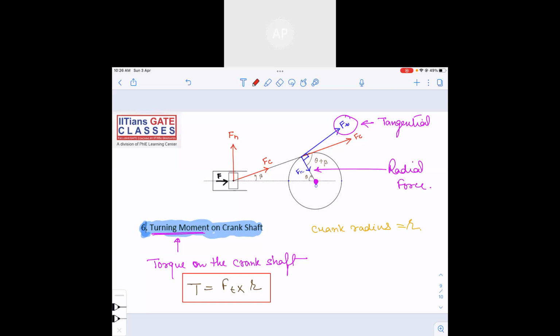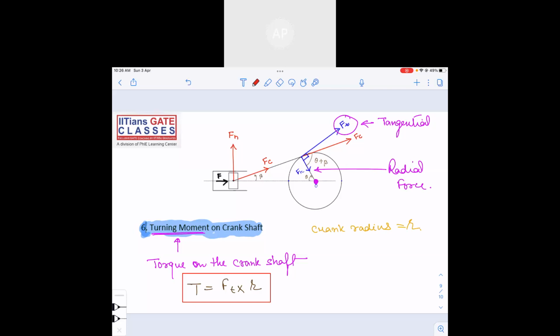So I hope this chapter is clear. This was the kinematic and dynamic analysis of the single slider crank mechanism. This chapter is important so that you can understand the next chapter, that is the flywheel. It is also important because questions are definitely being asked from this chapter. You have to remember all the formulas and concepts. Don't expect numericals, just revise through the formulas and the concepts. That's it.